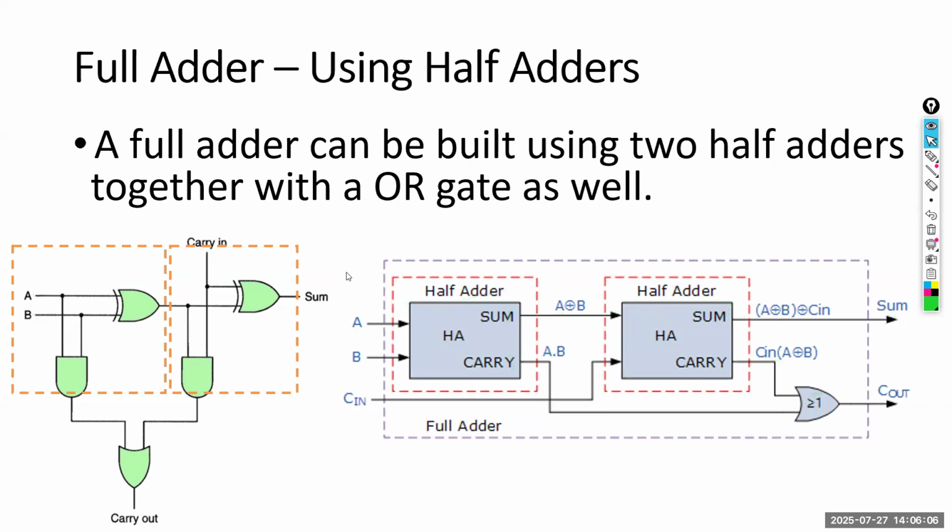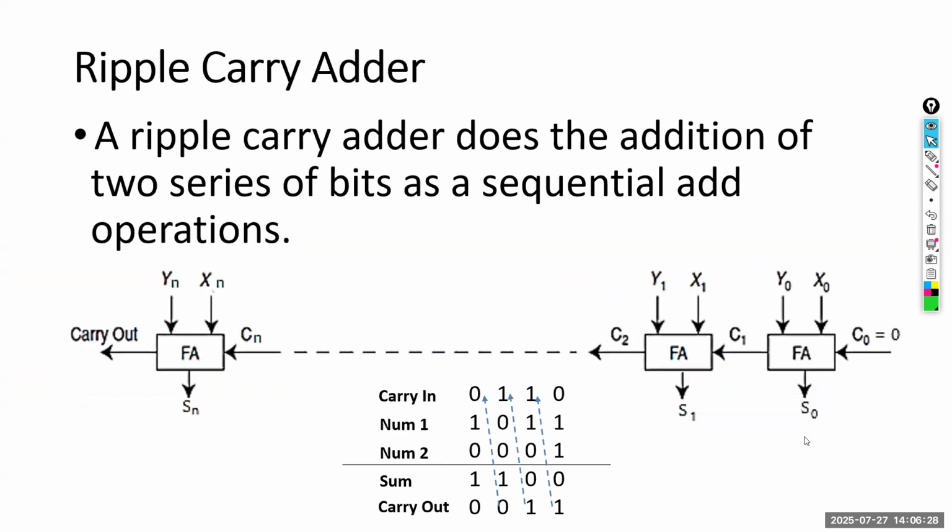Okay. Or you can just create your full adder using your NOR gates, AND gates and so on. Okay. So if you need a full adder, you need two half adders and an OR gate. Final one is the ripple carry adder. Now remember, the full adder does the work. A full adder can do the work perfectly.